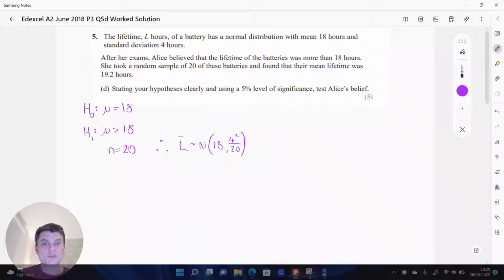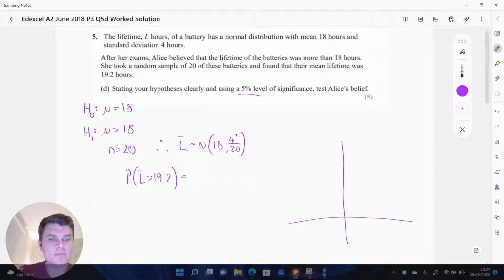So we need to test to see what that probability is and compare it to the significance level, which is 5%. So we are looking at whether the sample L is greater than 19.2. So, the probability sample L greater than 19.2. We're going to use a ClassWiz for that one. It's worth drawing a diagram just so that we know where we are looking. Our mean is 18, 19.2 is up here, so we're expecting a probability of definitely less than 0.5.